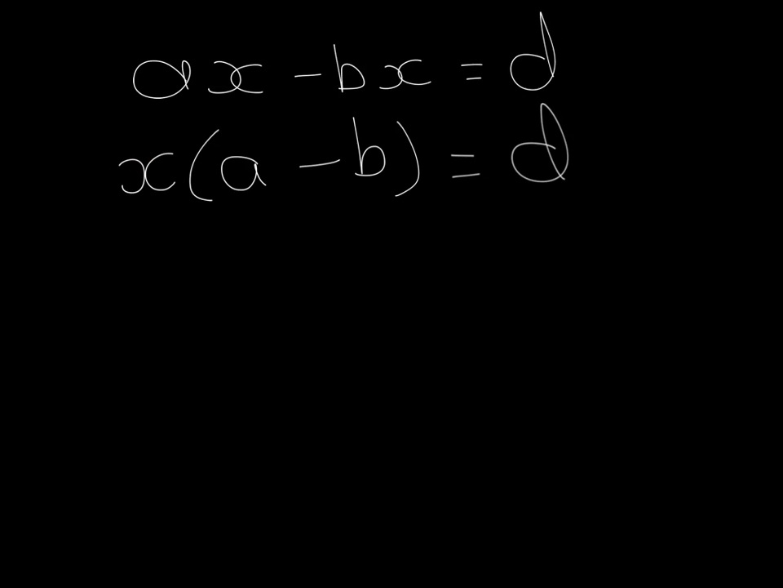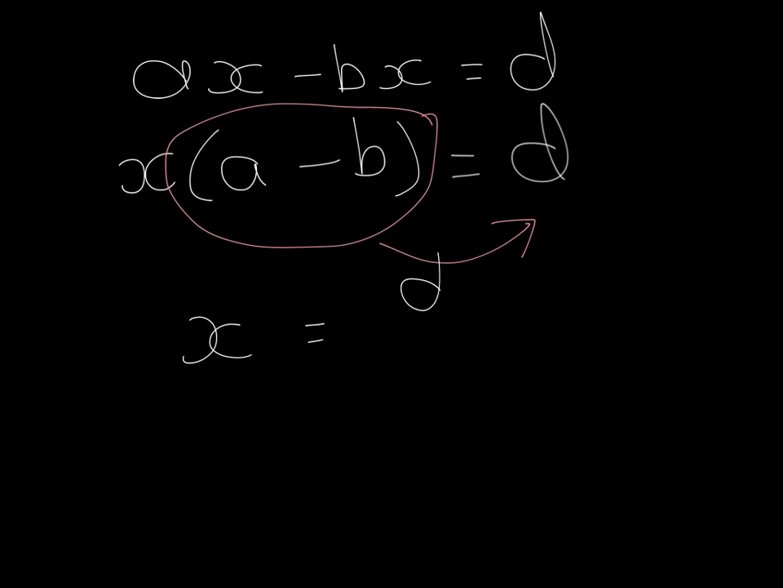So if we want to leave x on its own, if it's multiplied by that bracket, if we move that to the other side, the opposite of multiplying by the bracket is to divide by the bracket. So we'd be left with a minus b.